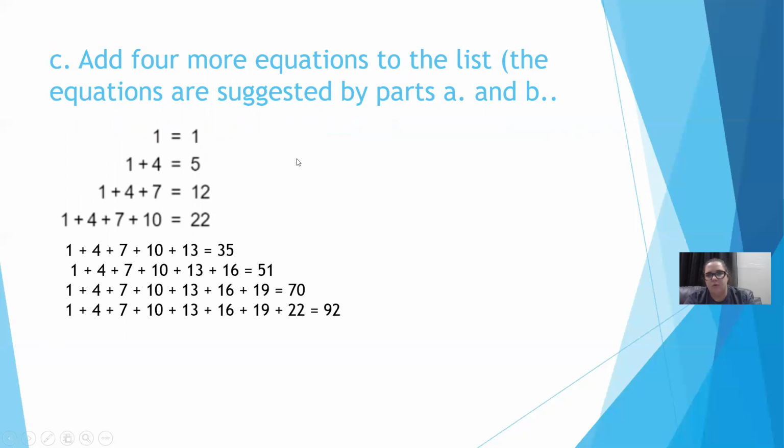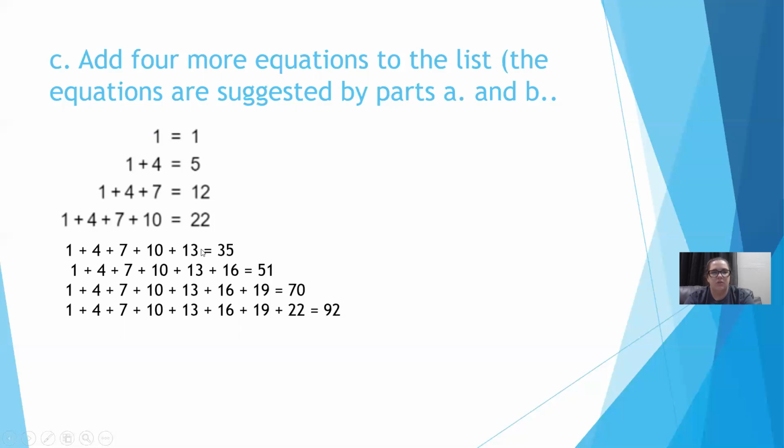So then you're going to add 4 more equations to the list. The equations are suggested by parts A and B. This is another new math equation, but it runs along with it. So you start out with 1 equals 1, and then you add more. So 1 plus 4 is 5, and then you're adding 3 each time, it looks like. So 1 plus 4 plus 7, 12. Add 3, add 3, add 3, but you're adding the total number. So it's 1 plus 4 plus 7 plus 10 equals 22.